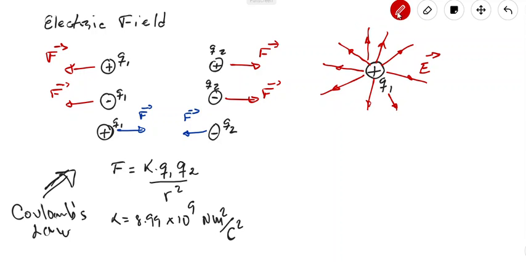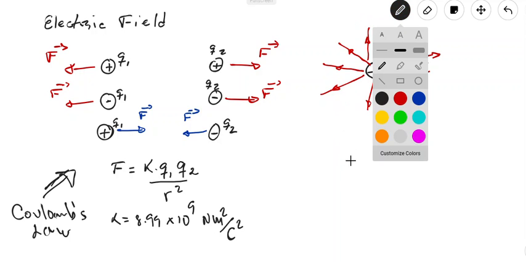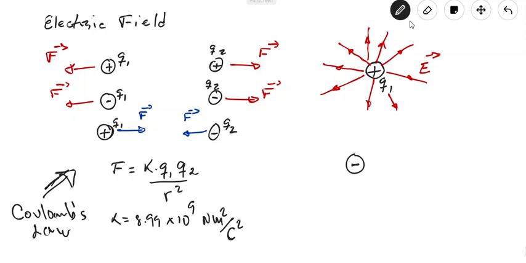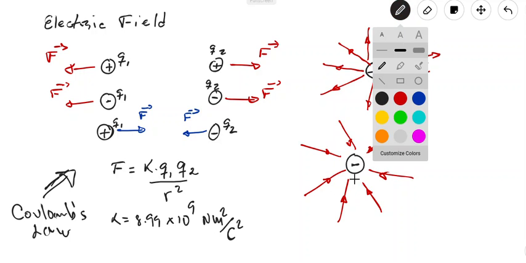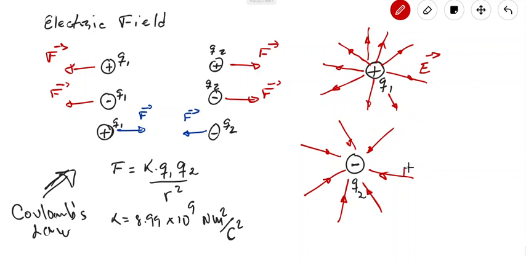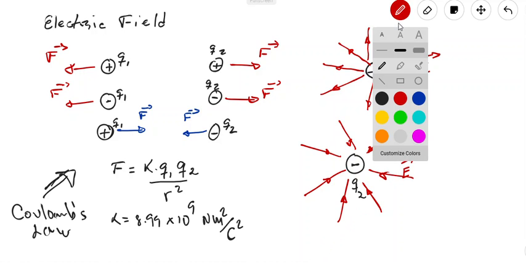On the other hand, when we have a negative charge, like this one, the electric field lines are going to be pointing toward the center. So it's going to be like this. So this would be the electric field near this negative charge Q2. It's a vector.